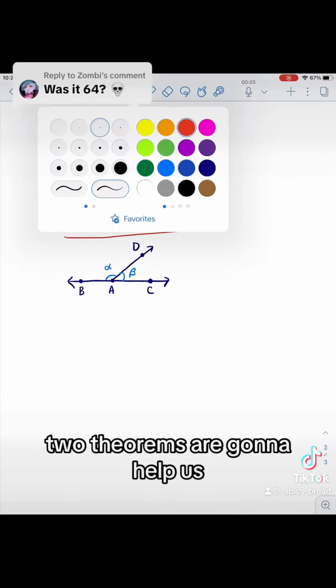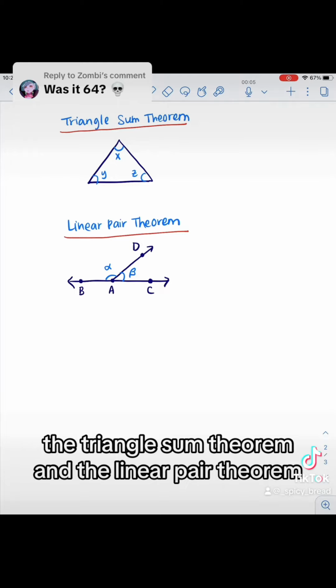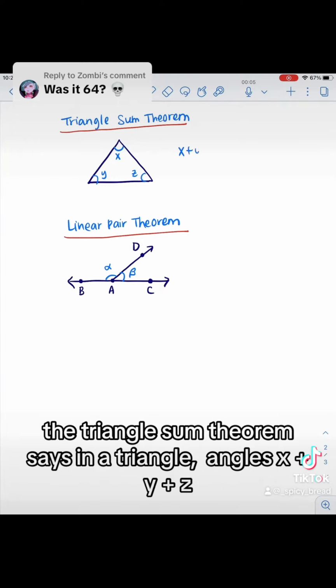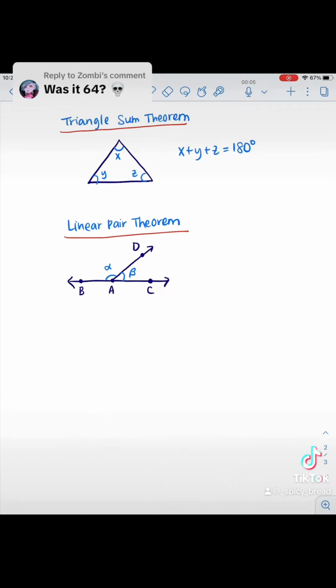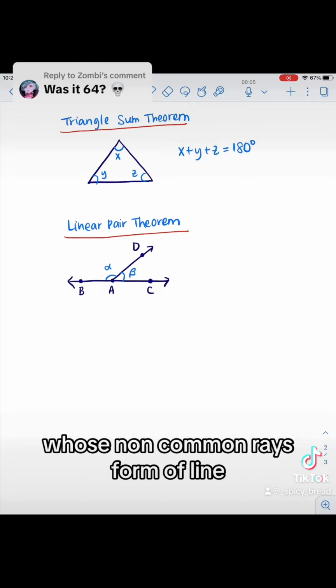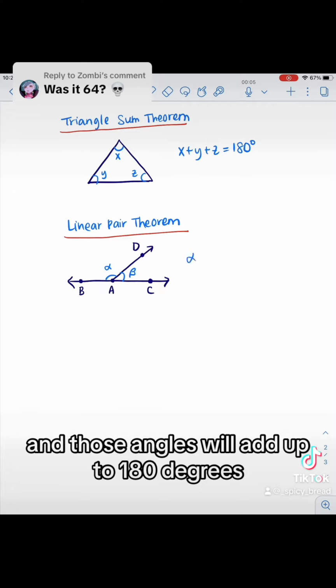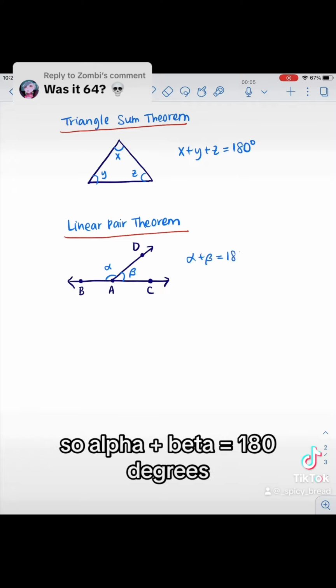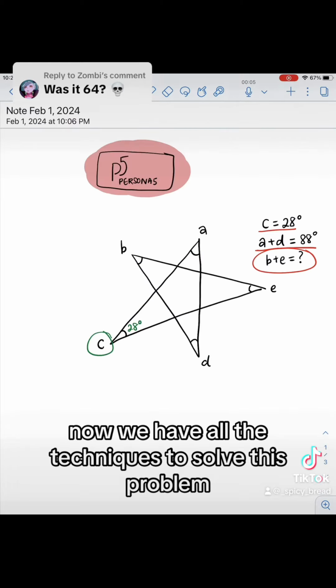Two theorems are going to help us, the triangle sum theorem and the linear pair theorem. The triangle sum theorem says, in a triangle, angles x plus y plus z add up to be 180 degrees. In the linear pair theorem, two angles, alpha and beta, whose non-common rays form a line, will add up to 180 degrees. So alpha plus beta equals 180 degrees. Now we have all the techniques to solve this problem.